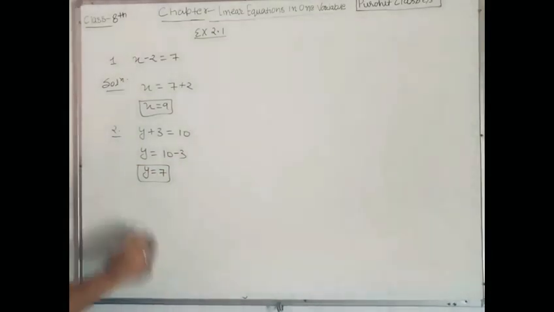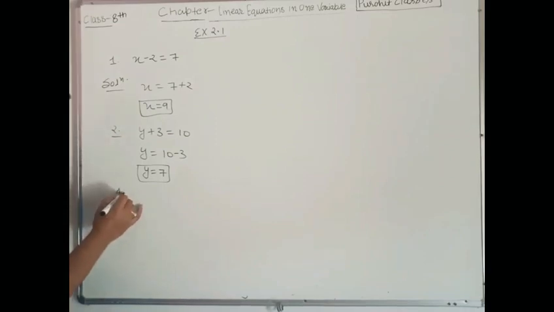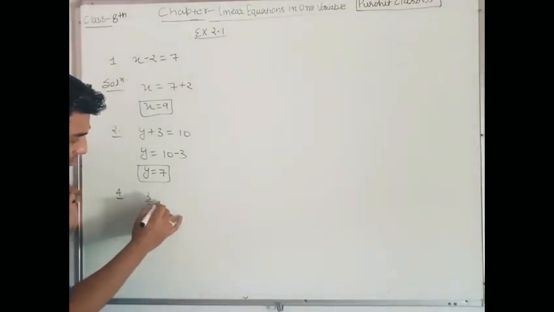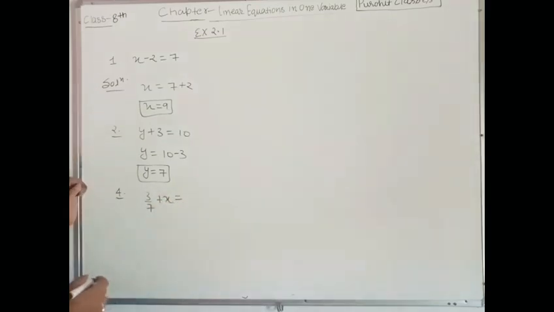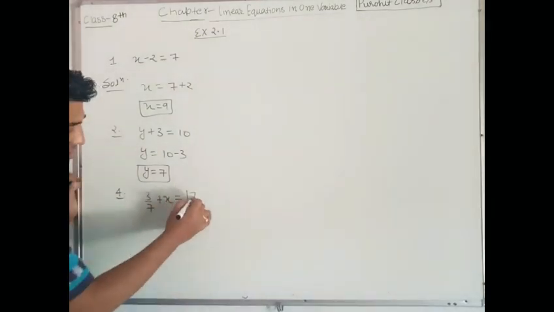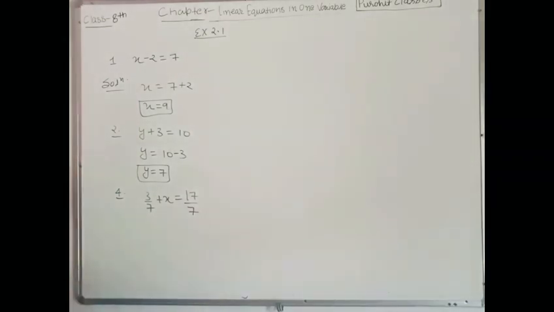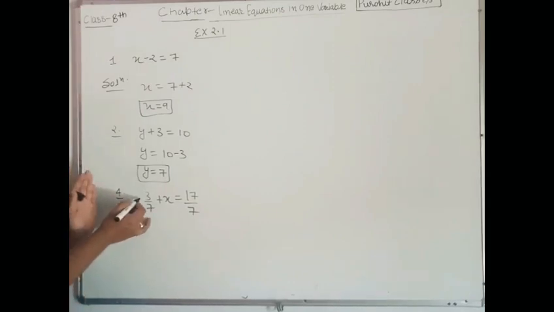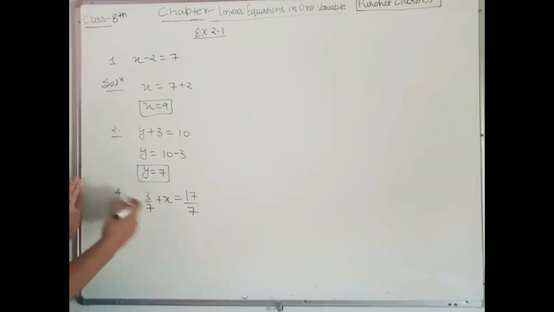Okay, I am solving the fourth part. That looks a little bit different. 3 by 7 plus x equals 17 over 7. What we have to do, we will transpose the like terms together. So here, what is the sign of 3 by 7? The sign is on the left hand side. So if nothing is written here, it means addition.